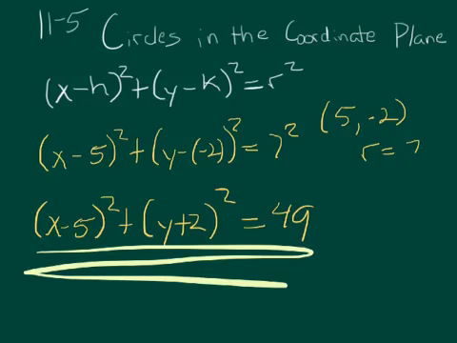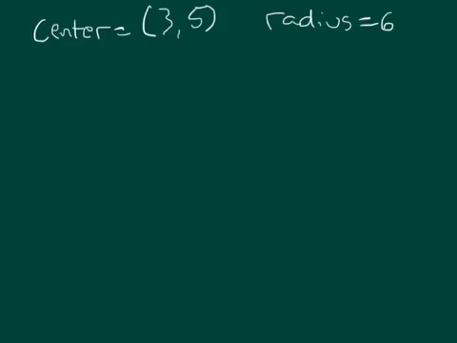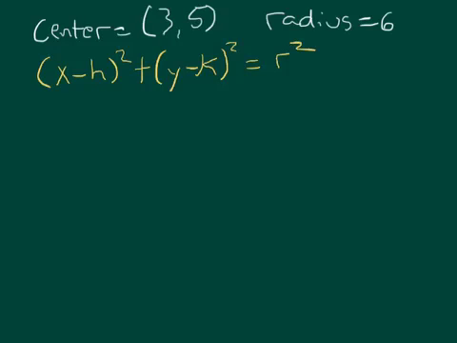So let's look at another example. This example is Quick Check 1A. It's found on page 695. And we're going to continue to use the equation (x - h)² + (y - k)² = r². Just as a reminder, the h would be equivalent to the 3 from the center, and the 5 would be equivalent to the k. So we're always doing x minus the x value and y minus the y value. As we continue and plug it in, it would look like this.